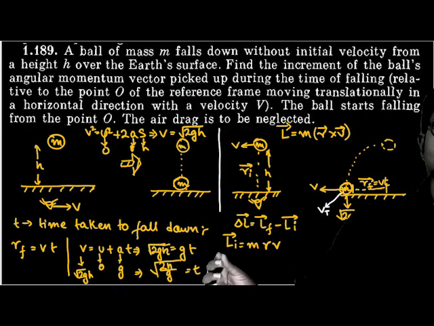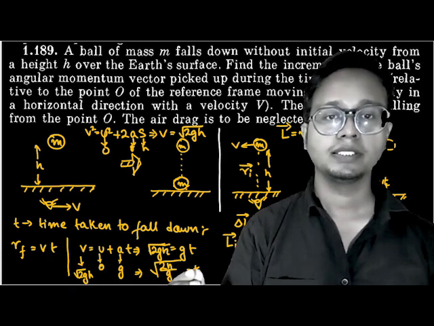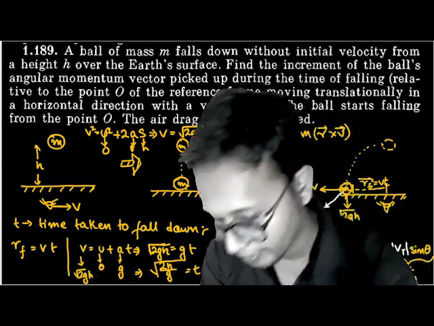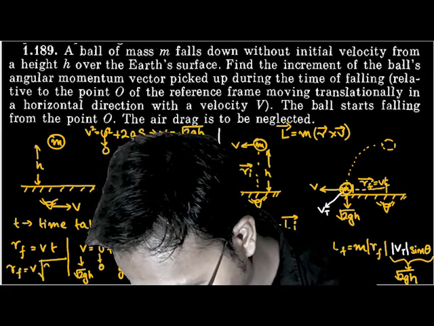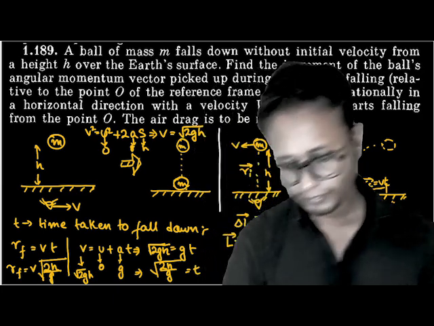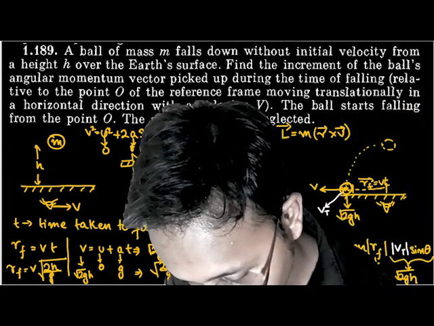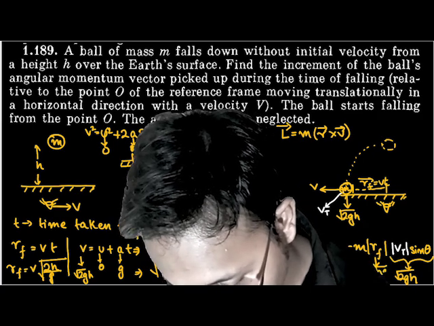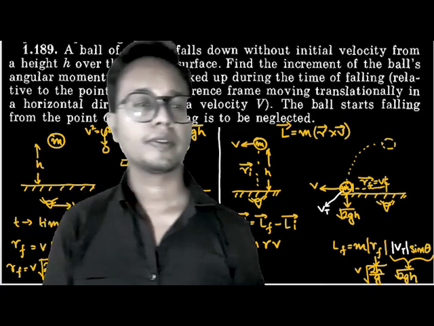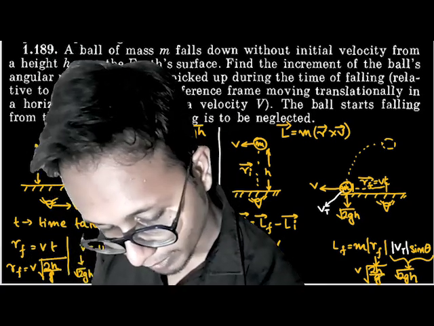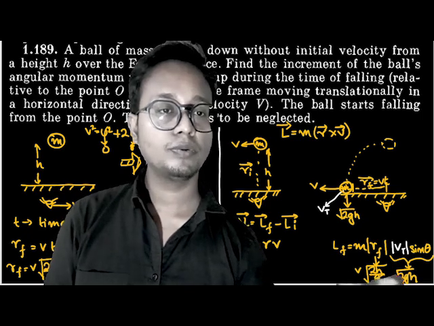Can I substitute this t out here? If I substitute this t, what do I get? Final position vector is nothing but v into t, where t is under root of 2h by g. So our final r is v into under root of 2h by g. Here g and g would get cancelled, and under root of 2h and under root of 2h would become 2h.